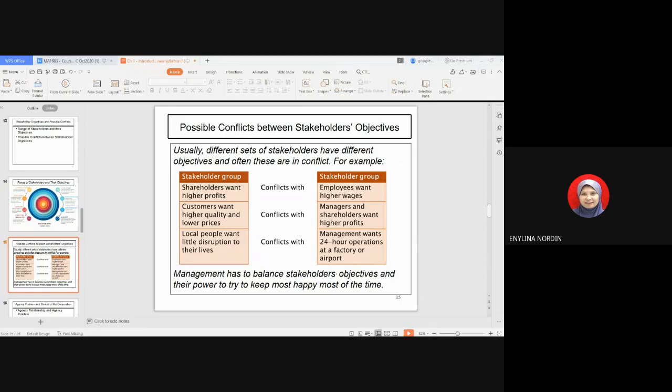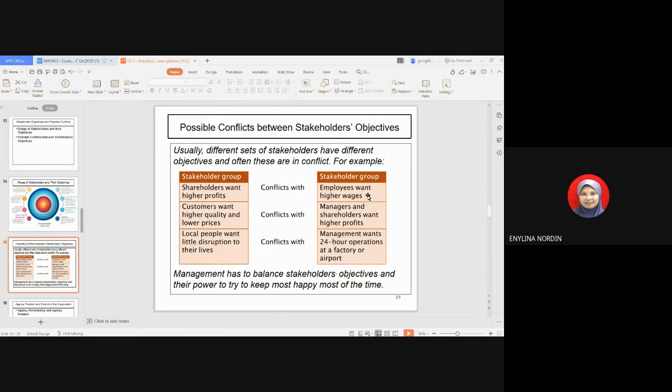Right, but this one will have a conflict with the employees stakeholders. Why is that? Definitely the employees, and also maybe the top level, want higher wages. So when they are paid higher wages, that means this is part of the cost of the company, right? The operating cost. This will make the profit of the company decline. So the shareholders will get less dividend. So that will be the conflict between these two groups of stakeholders.